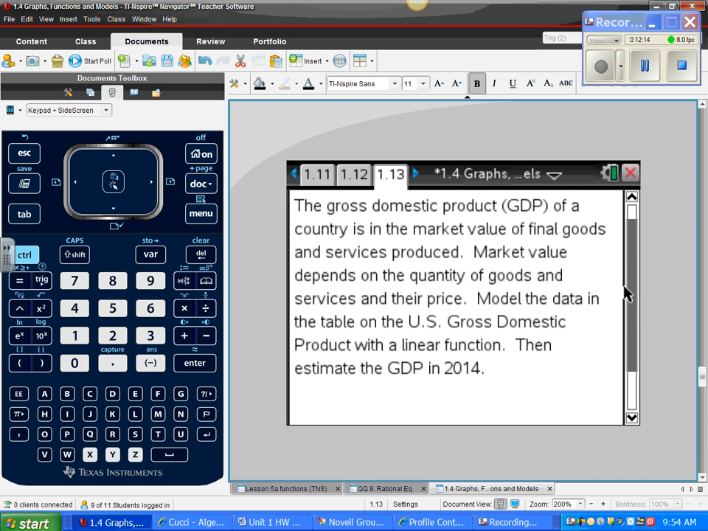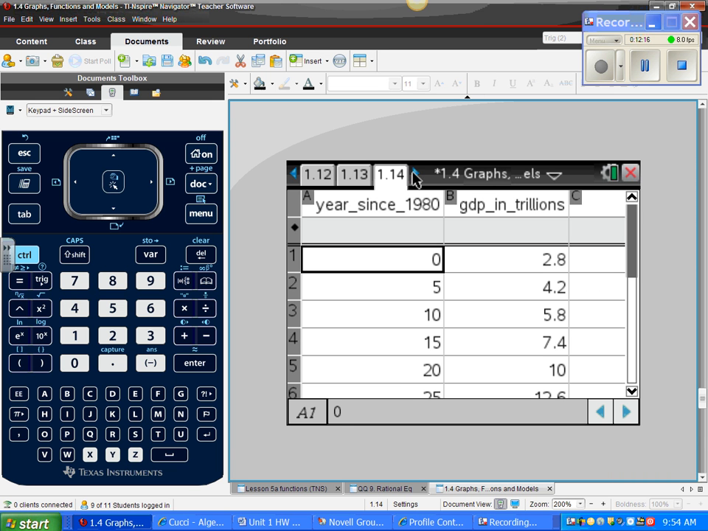So what I did is I took a whole bunch of data and put it on this next page for you. I've got in column A the years since 1980. So 0 would be the year 1980, 5 would be the year 1985, 10 would be the year 1990. It's the years since. Then the GDP in trillions of dollars: 2.8 in 1980, 4.2 trillion in 1985, and so on and so forth.